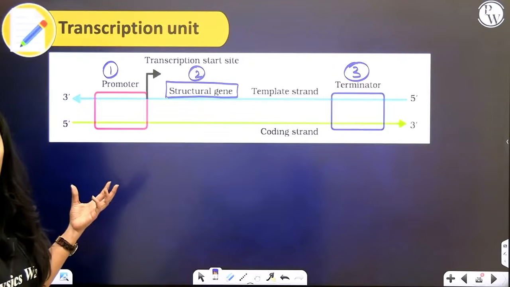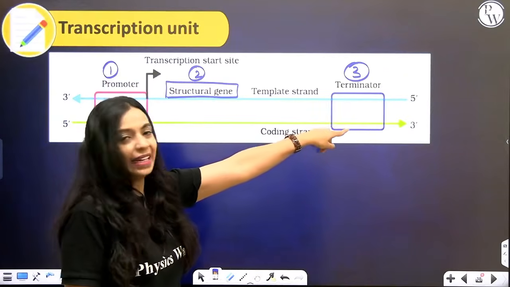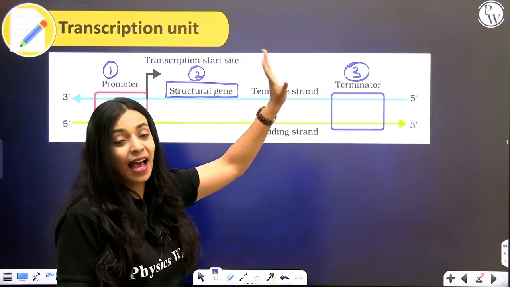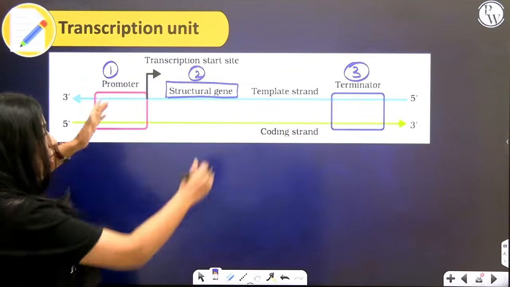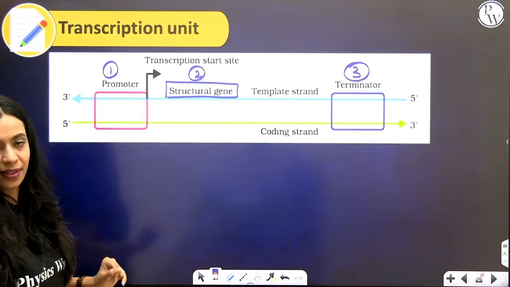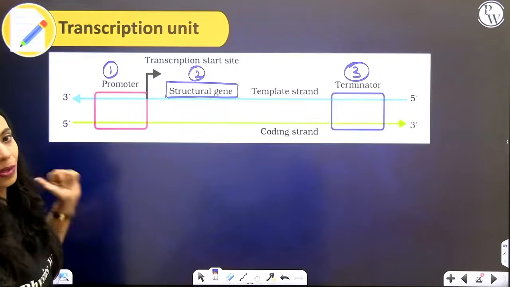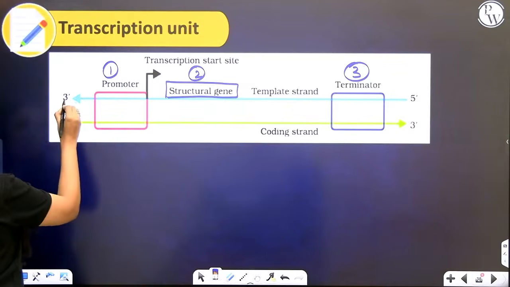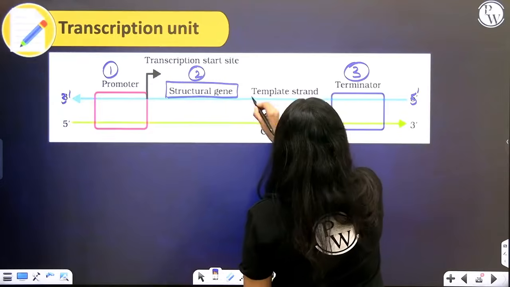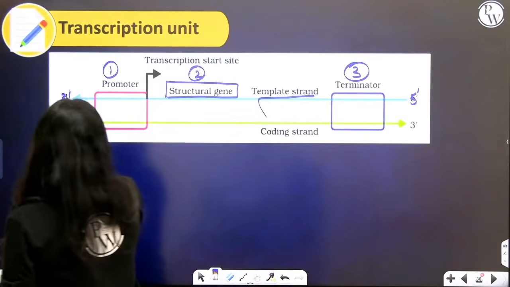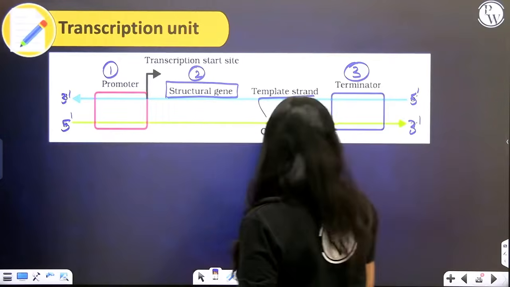The promoter acts as the starting site for transcription. The terminator, as its name suggests, acts as the stopping site or the ending site for transcription. What lies in between is the structural gene. This is double-stranded DNA. So, only one of them will be used as the template. Whichever strand has the polarity 3' to 5', that is called the template strand. The strand that has the polarity 5' to 3' is called the coding strand.